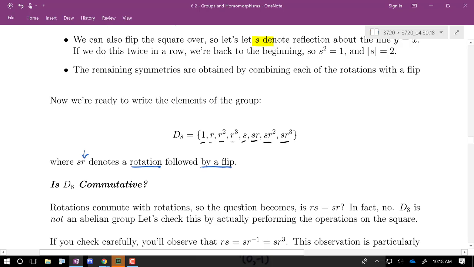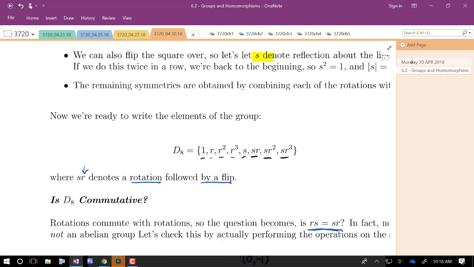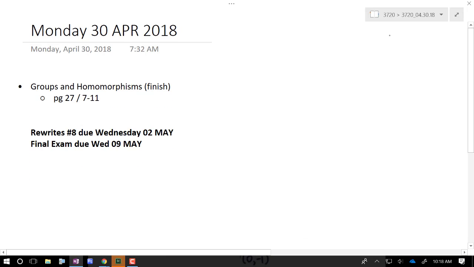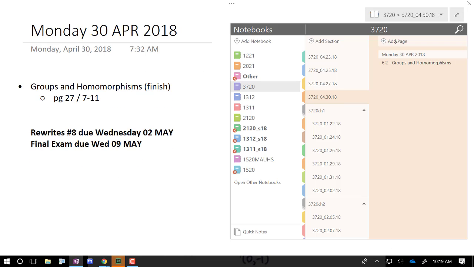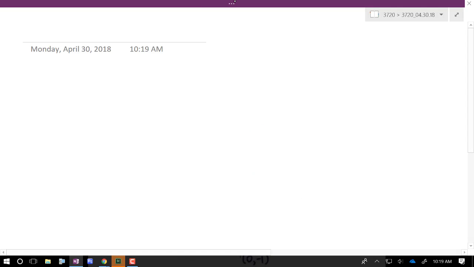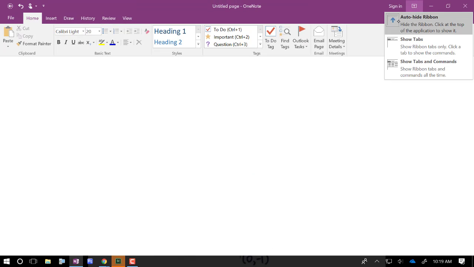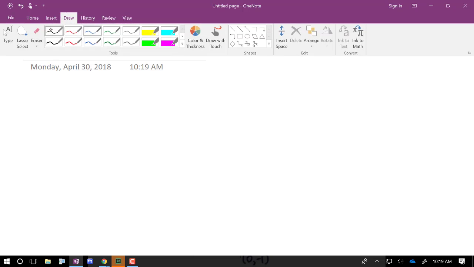So one quick question is: is RS the same as SR? And they're in fact not the same, and I'm going to try to convince us of that. I'm going to draw a bunch of squares here, so I hope you could bear with me.